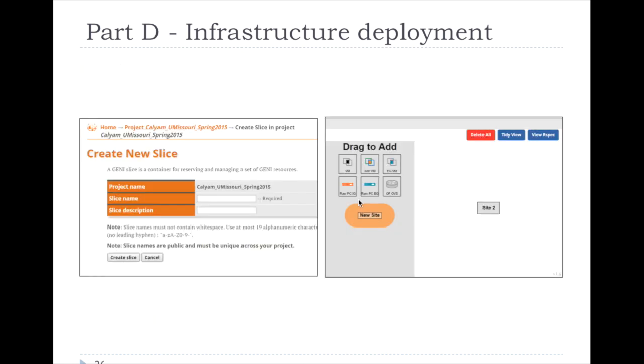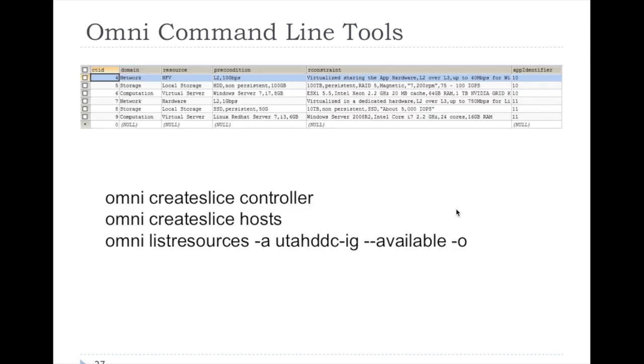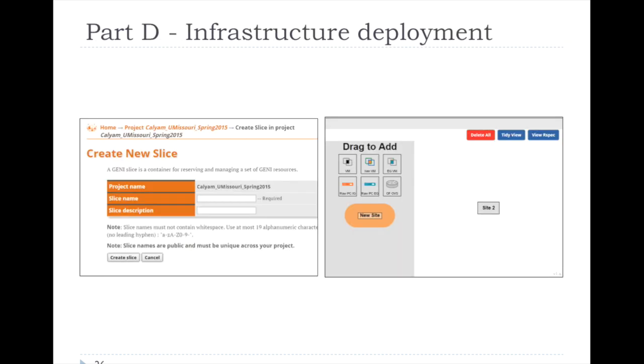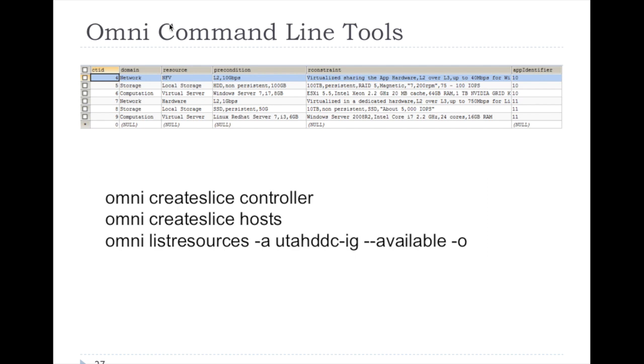In the traditional way, if we want to deploy infrastructure, we first need to create a slice, and then drag and drop the nodes we want and connect them. This UI is not realistic in our case, so here we're using the Omni command line tools, just 3 lines. First, create a slice named controller. You can see it here in our GENI portal. Another is called Omni create slice host.